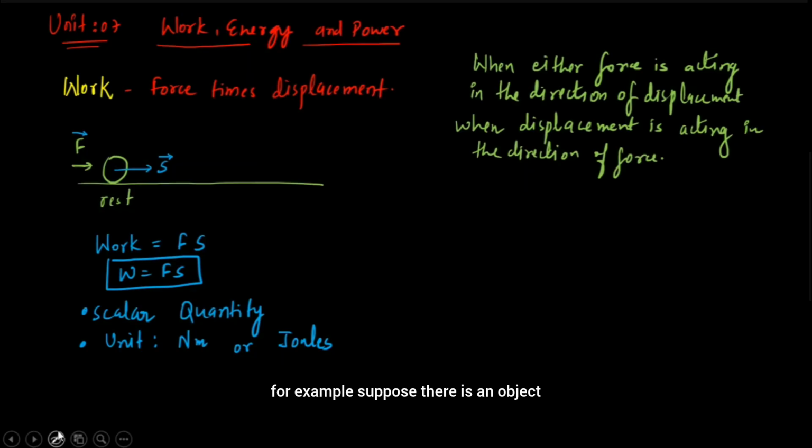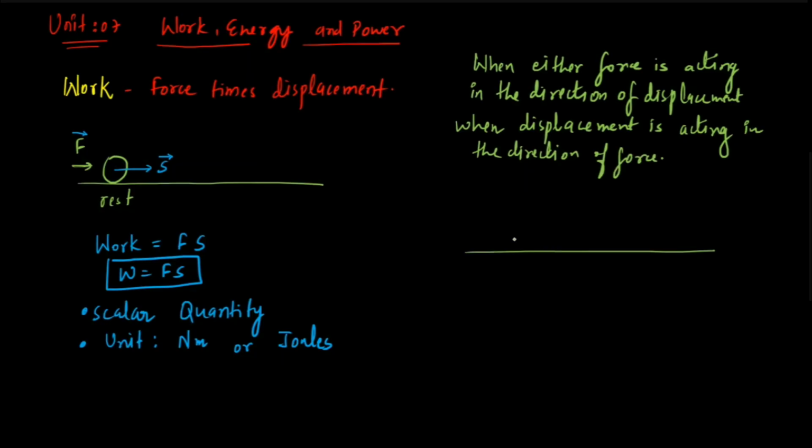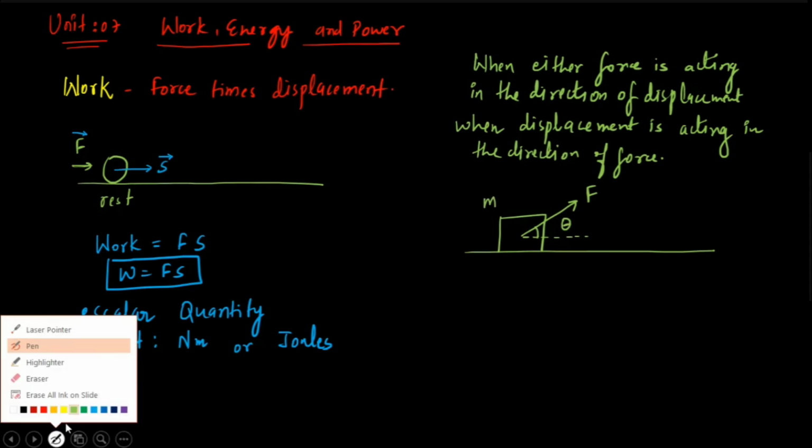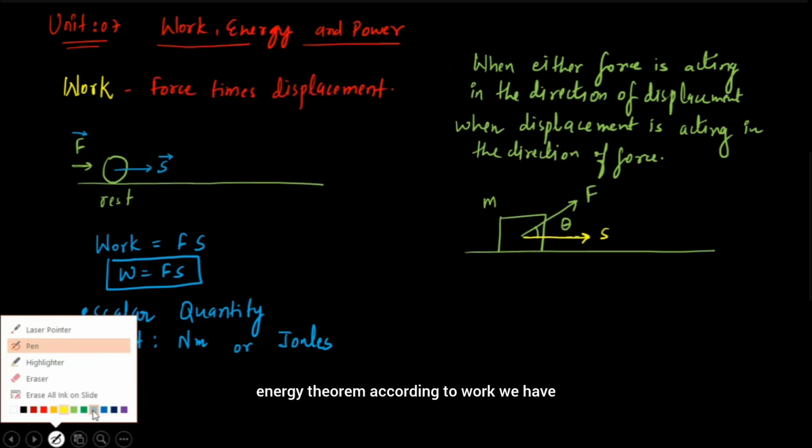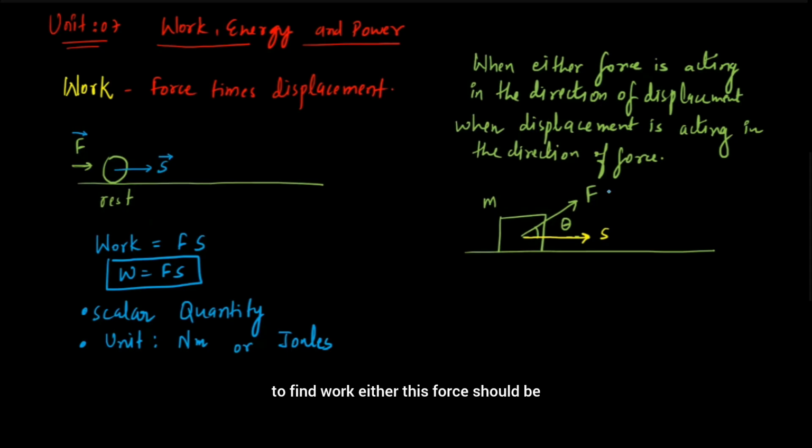For example, suppose there is an object, and that object experiences a force in this direction, such that with the horizontal it is making some angle theta. Assuming the mass of the object to be m, when the force is acting in this direction, what we will observe is that the object is going to move in the horizontal direction. So according to work, we have to find work. Either this force should be in the direction of displacement, and the force in the direction of displacement is going to be F cos theta. Similarly, displacement in the direction of force can be written as S cos theta.